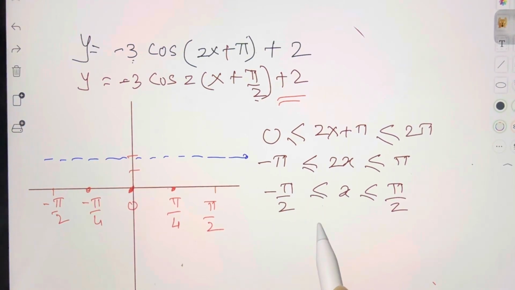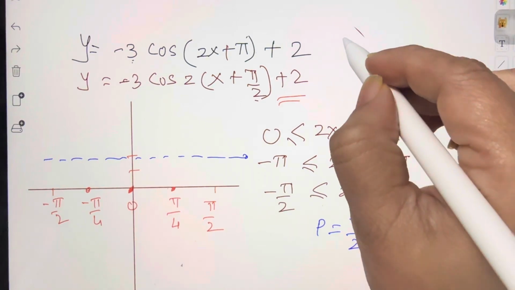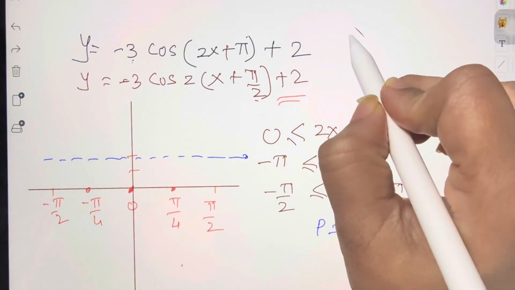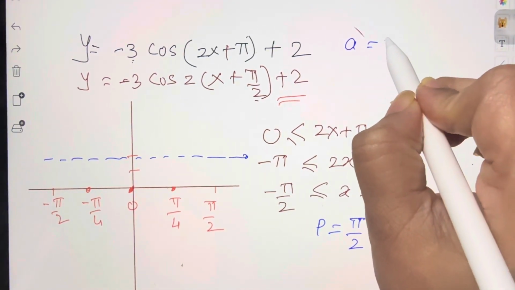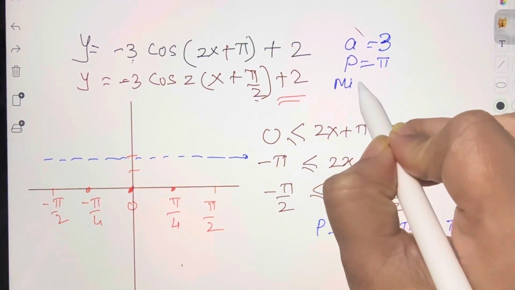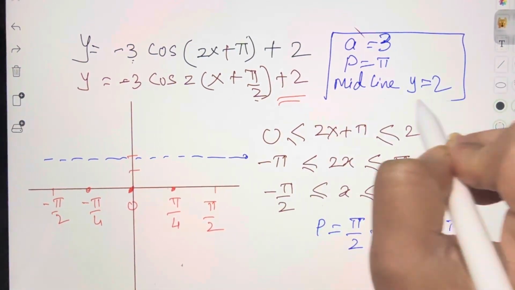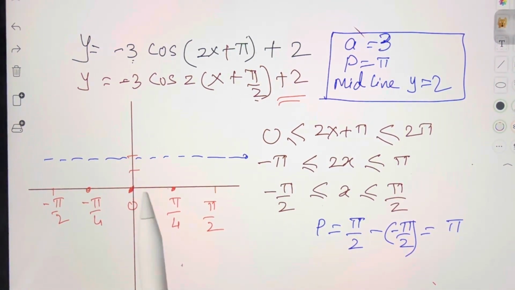And what is the period here? If you have to find it by this method, pi by 2 minus negative pi by 2, which is pi by 2 plus pi by 2, pi. Anyway, it's a horizontal shrink by half, so 2 pi becomes pi. So if you have to write the attributes, amplitude is 3, period is pi, midline is y equal to 2. You got all these 3 attributes. We'll come to the rest of the attributes later.